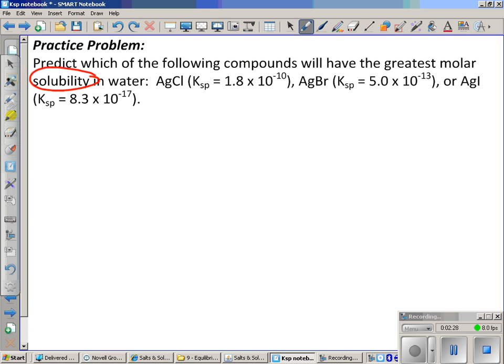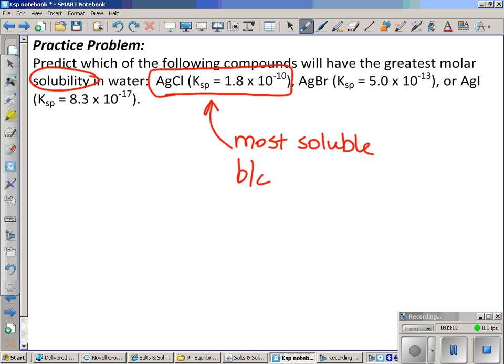So think about what we talked about before. The bigger the value of K, the more soluble it is. So you want to look through all of these. Although all three of them are not very soluble, look at their 10 to the negative 10, 10 to the negative 13, and 10 to the negative 17. This one right here must be the most soluble, so write in your notes, most soluble because it's the largest KSP.